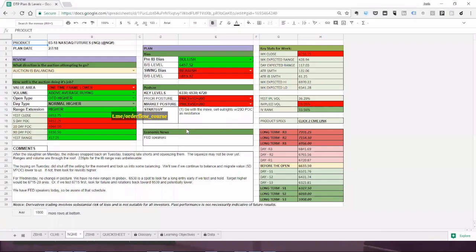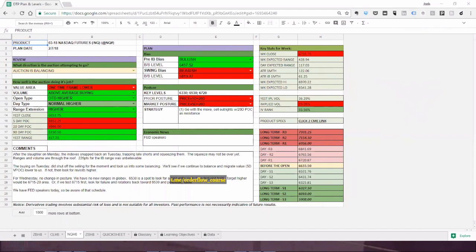Each day I've got both the average trading range for the day and also for the first hour that I keep in front of me as a way to know what's the range, the average trading range.